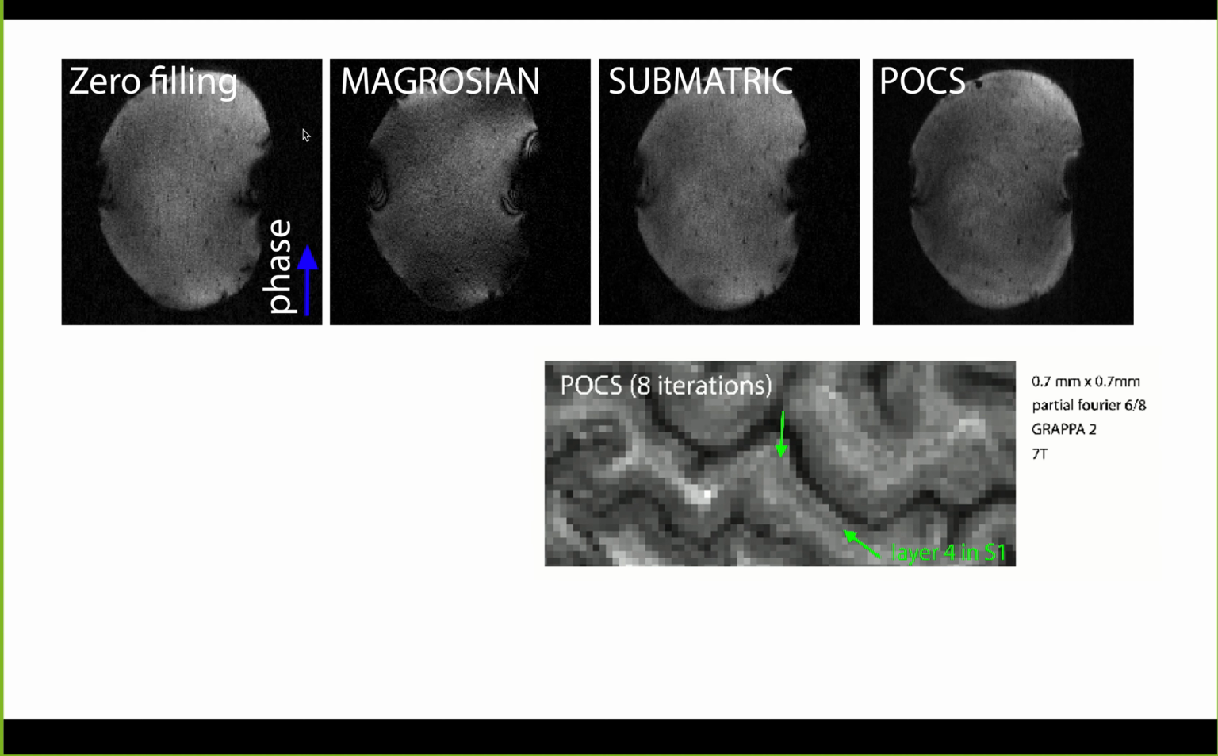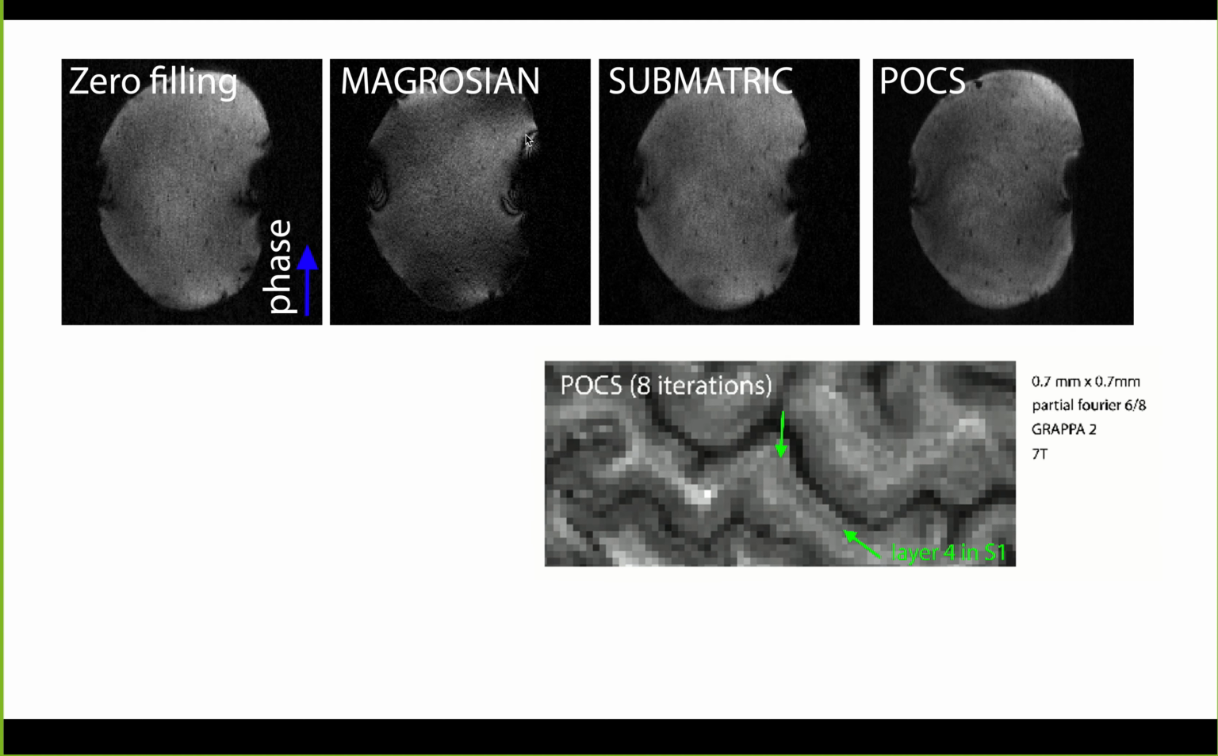So this is a kind of agar phantom that has some B0 inhomogeneities. And you can see that the default, what Siemens does, is zero filling. So there is quite a little bit of blurring. These little bubbles that might represent the layers here look elongated and blurry. If you use a Magrosian reconstruction algorithm, it looks much crisper. These bubbles have their original shape.